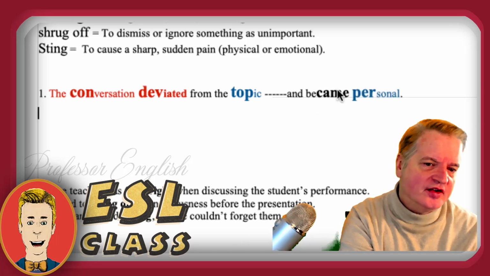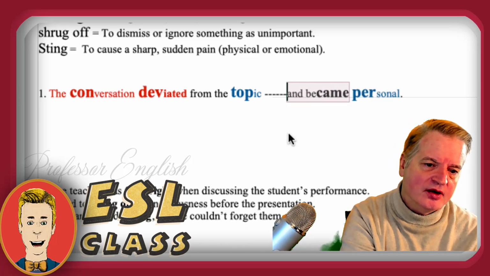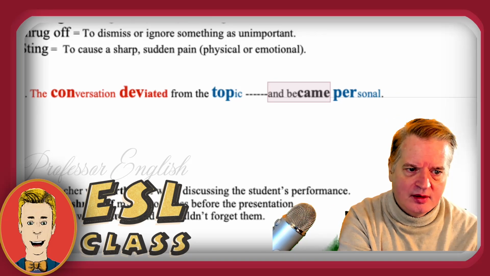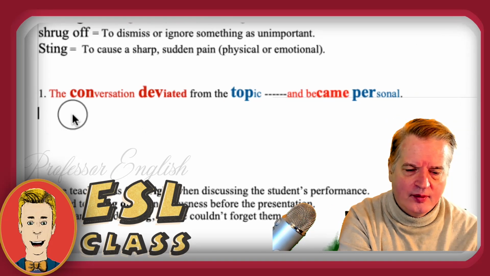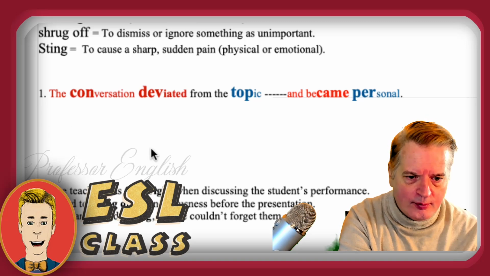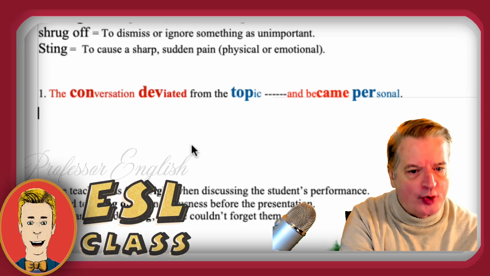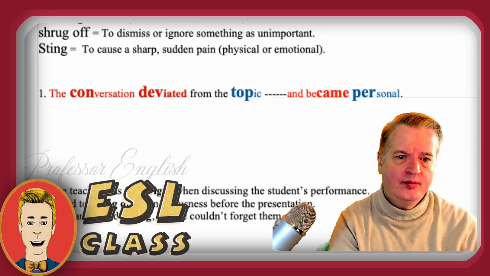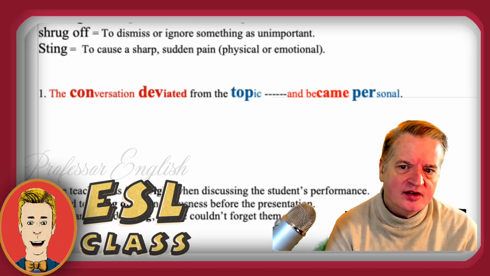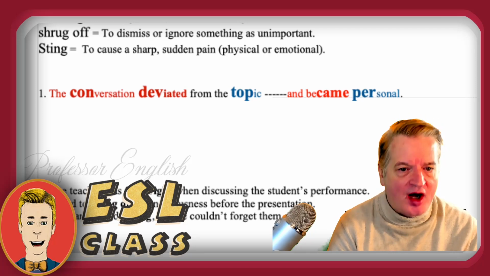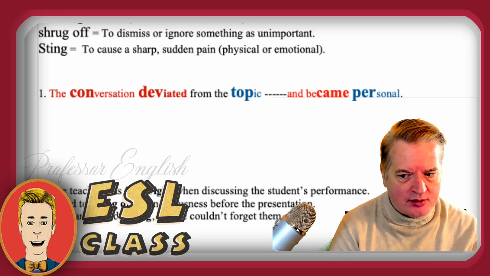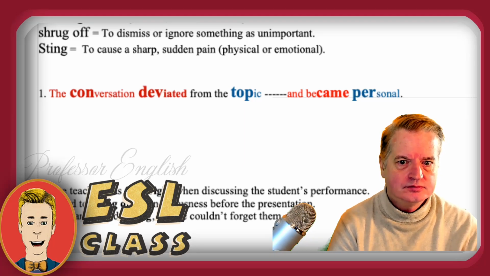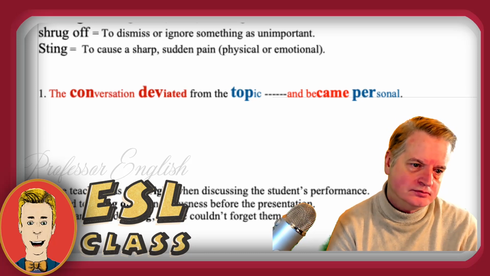And how does the phrase start? Does it start high or low? And the rest will be high. And became personal. And became personal. Okay, so: the conversation deviated from the topic and became personal. The conversation deviated from the topic and became personal.